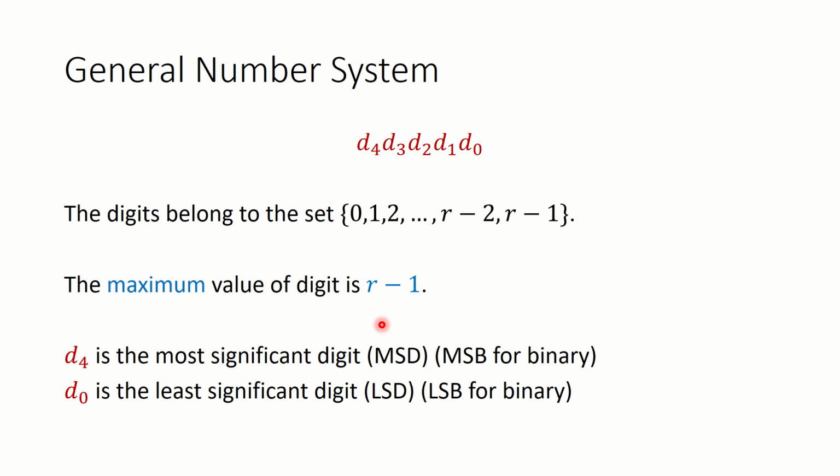In any number system, the first digit, which is at the rightmost side, is called the least significant digit, which is the least significant bit for binary, and the leftmost digit is called the most significant digit or the most significant bit for binary. We have a shorthand for that: LSD, MSD, LSB, MSB.